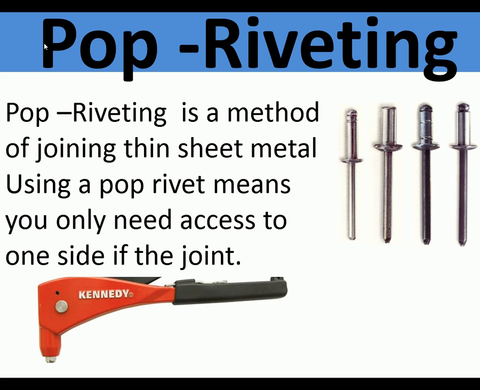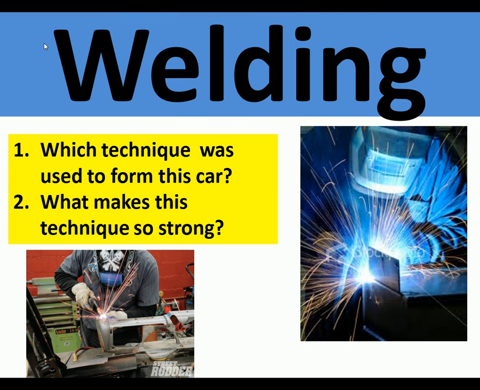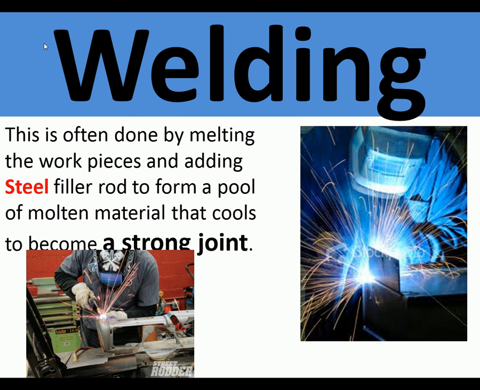That's pop riveting. Joining metals. Which technique was used to form this car? And what makes it so strong? It is welding. This is done by melting the workpieces and adding a steel filler rod. It becomes a very strong joint.